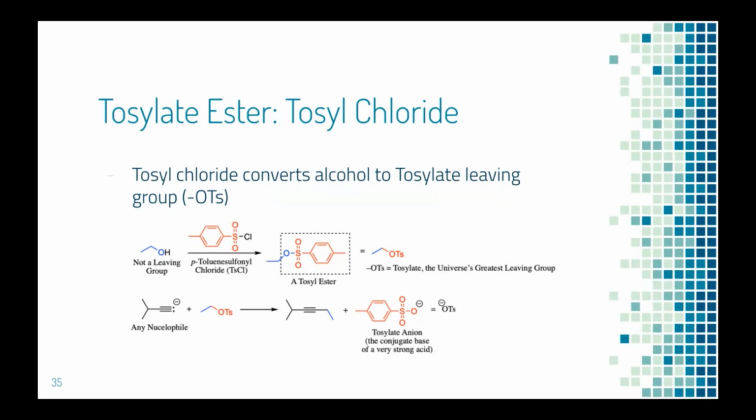Tosyl chloride converts alcohol to a tosylate leaving group. You may have seen this before as the symbol OTs. An alcohol itself is not a great leaving group, so when it reacts with the tosyl chloride, as shown, then it is a great leaving group. That is definitely one of the best ways to make an alcohol that was previously unreactive now able to react and be a great leaving group.